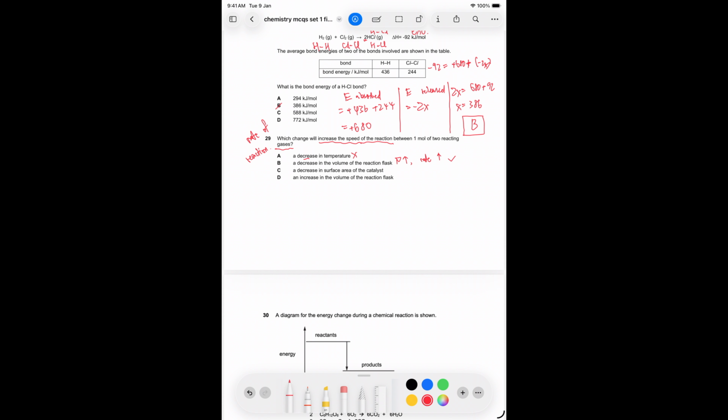A decrease in the surface area of the catalyst. Decrease is not correct, it should be increase, provided they even use a catalyst. For D, an increase in the volume. If you increase in volume, the pressure will actually drop. Then your rate will actually decrease as well, so it's not true. So answer should be B.